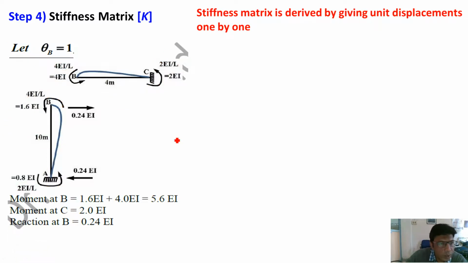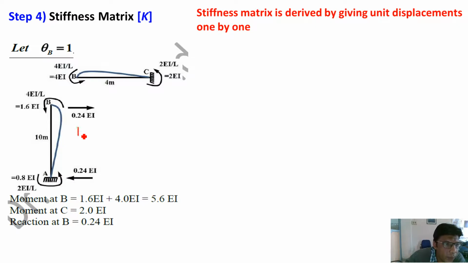Once you calculate the moments, now we have to find out the reactions. Since reactions here are action corresponding to delta, horizontal displacement, no need to find out reactions of beam. We are interested in only reactions of column, because reactions of column are horizontal reactions which are action corresponding to horizontal displacement. So how to calculate reactions of column? It is sum of moment divided by span.